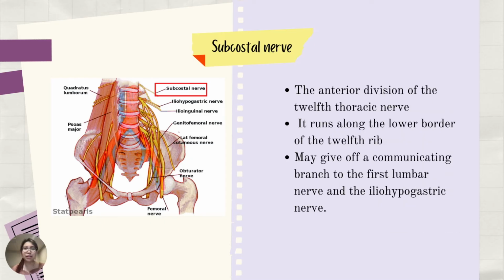So first is the subcostal nerve, running along the lower border of the 12th rib, but in front of the quadratus lumborum. It perforates the transversus and passes forward between it and the obliquus internus. It communicates with the iliohypogastric and the ilioinguinal nerve of the lumbar plexus.